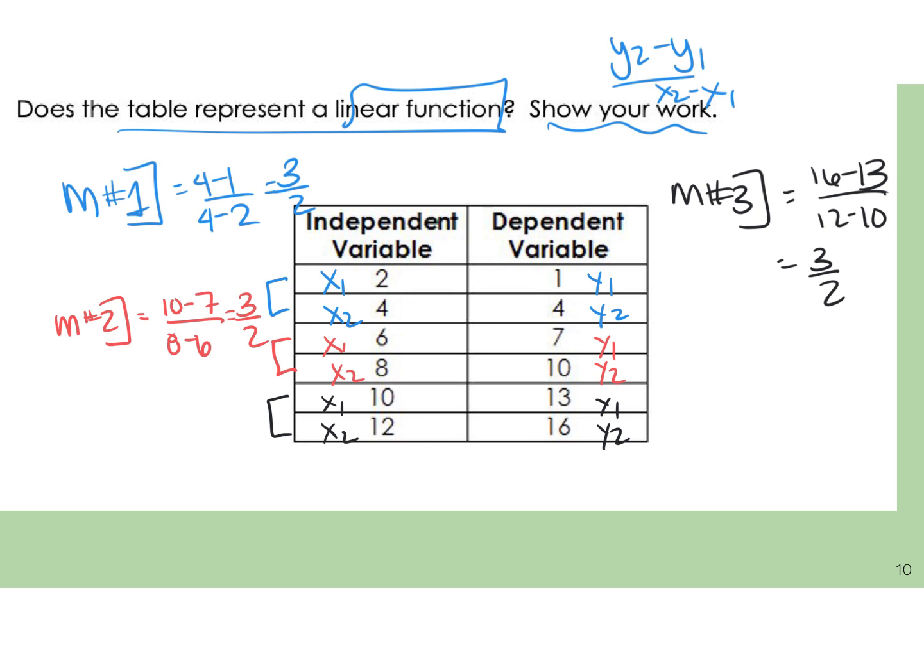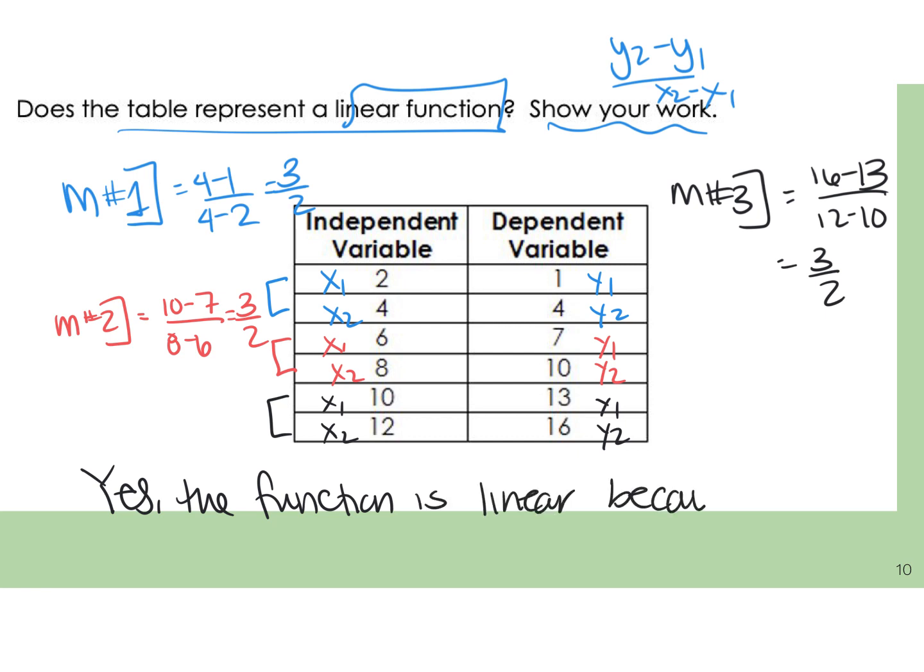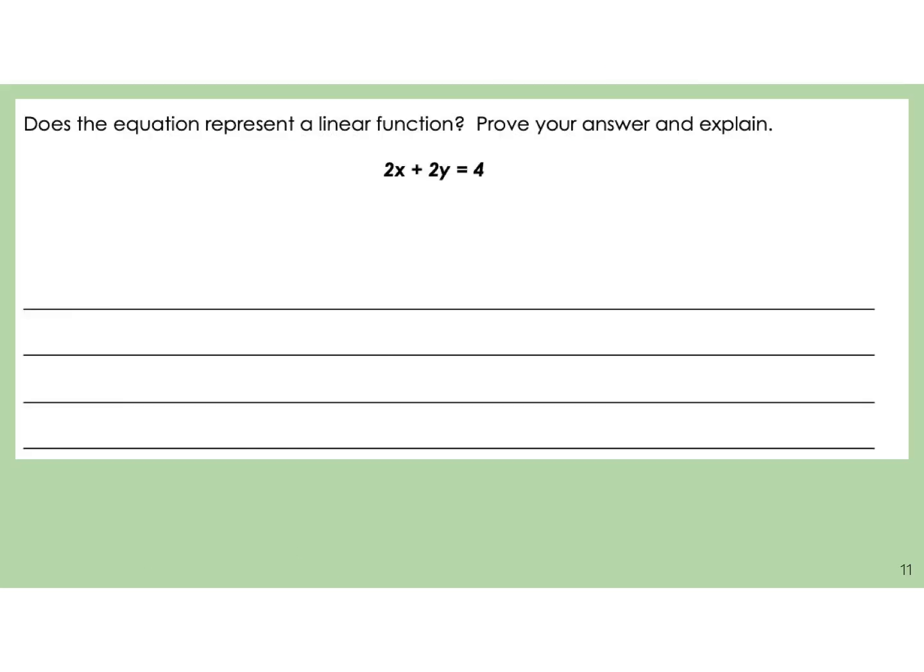So, does it represent a linear function? Yes. The function is linear because the rate of change, ROC, is constant. That is it. That is all.